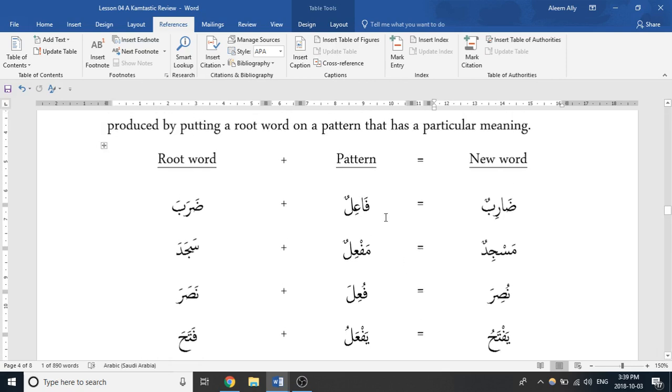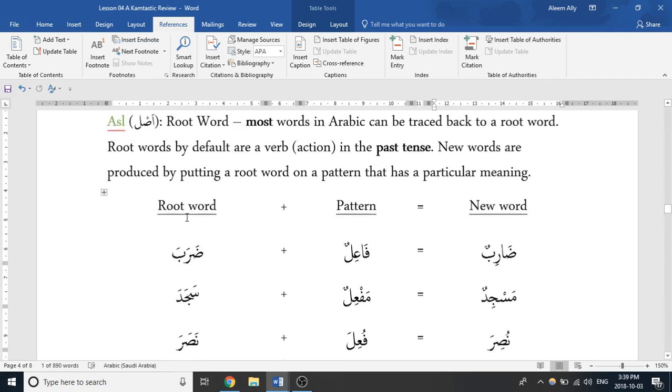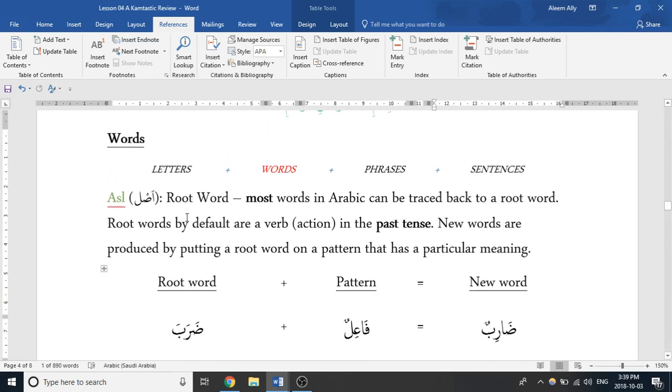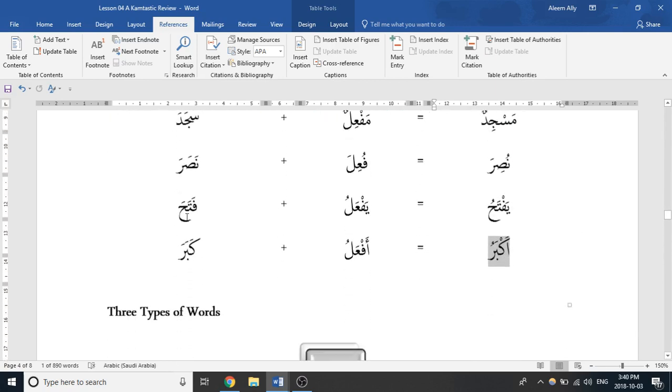So the idea is we take the root word, we put it on a pattern that has a specific meaning, and then it now produces a new word that has that meaning. And if you memorize these patterns and you just learn the root words, which you can look up in a dictionary, you can literally begin just producing tons and tons of words. Ustad calls this the Slothful Machine, and it's actually quite an amazing thing when you get it going in your head. It takes time and practice, but that's how you begin to learn Arabic words. You can trace everything back, which is a very powerful thing.